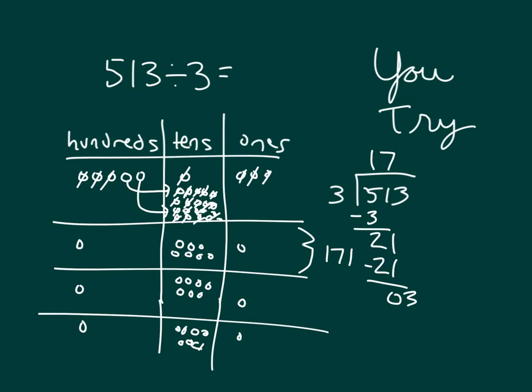Those 3 ones divided by 3 is 1, so we write the 1 there as part of our answer. 1 times 3 is 3, and 3 minus 3 is 0. If we were to run a check with our long division, it would be our answer, 171, and we'd multiply by that divisor, 3, and then we'd be able to show our check. 3 times 7 is 21, 1 regroup of 2, 3 times 1 is 3, plus 2 is 5. 513 matches. So 513 divided by 3 is 171. Look over your work.